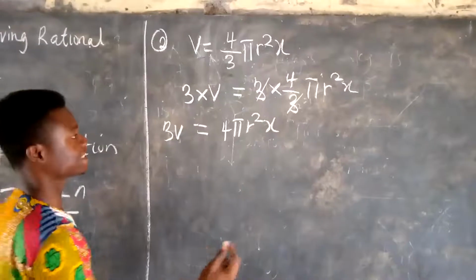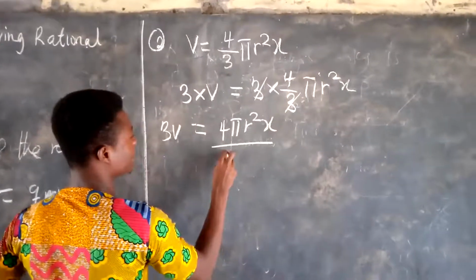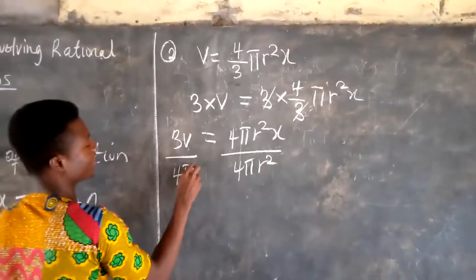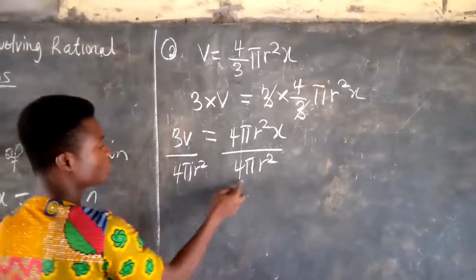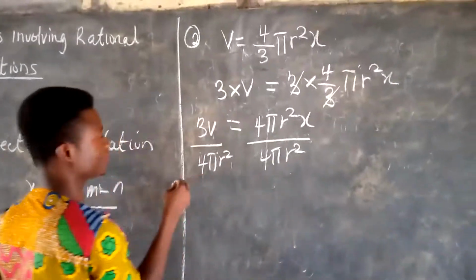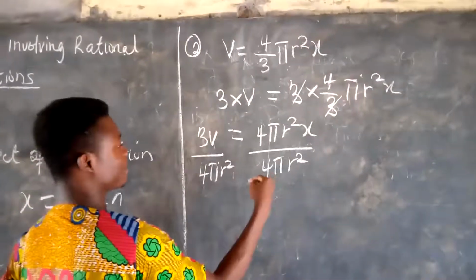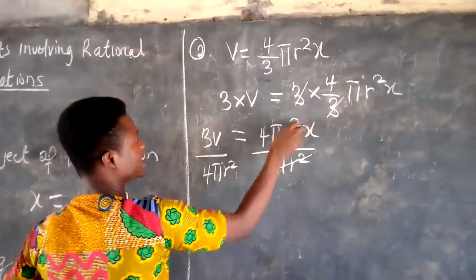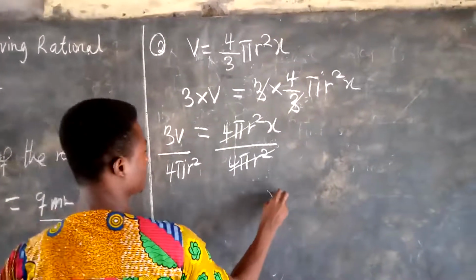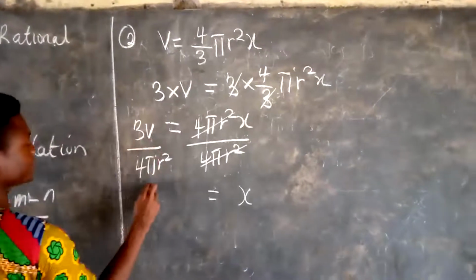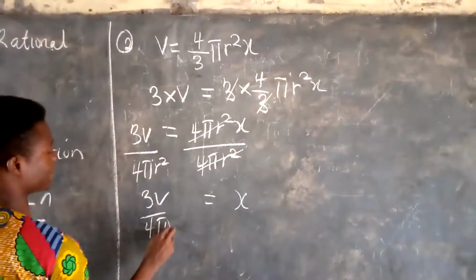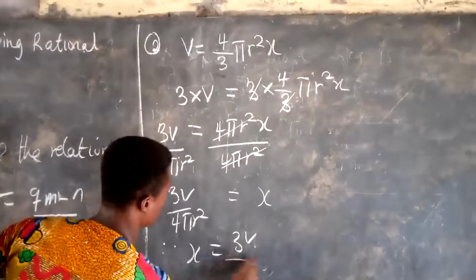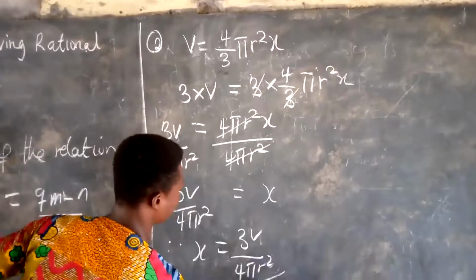The question says that we should make x the subject, so we divide the whole of this expression by 4 pi r square. Whatever you do to the right hand side of your equation, do the same thing to the left hand side. That's why I divided this by 4 pi r square. 4 pi r square will cancel 4 pi r square, and it will leave only x. So it's equal to 3v over 4 pi r square. Therefore, our final answer becomes x is equal to 3v all over 4 pi r square.